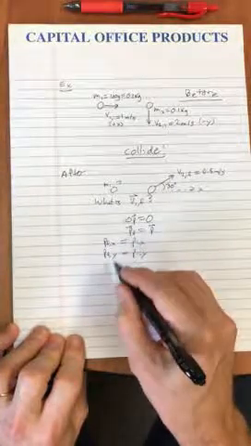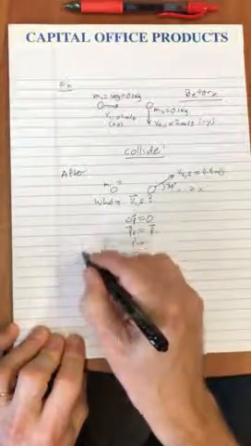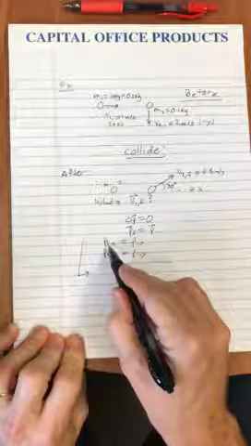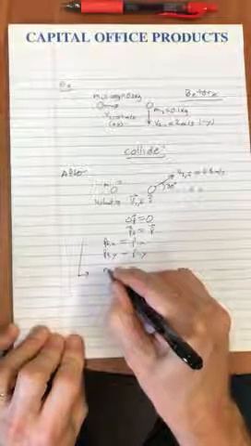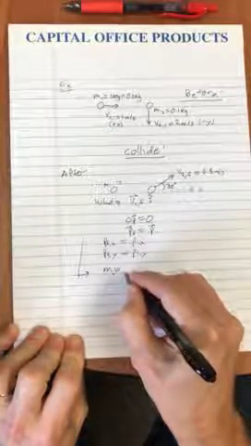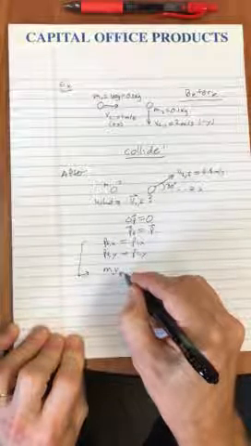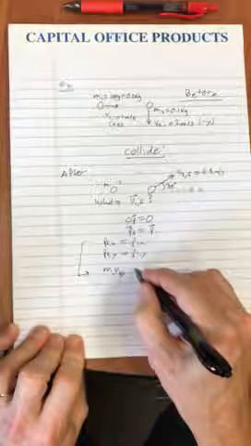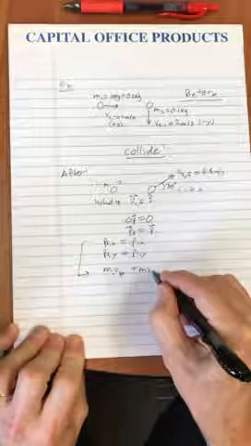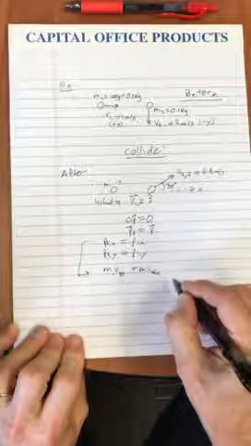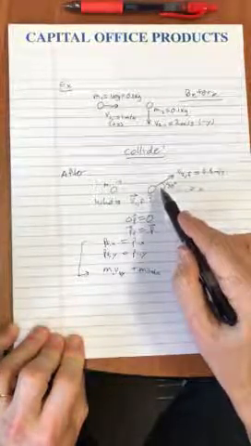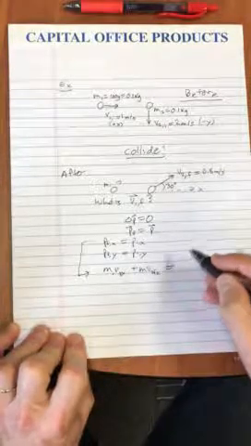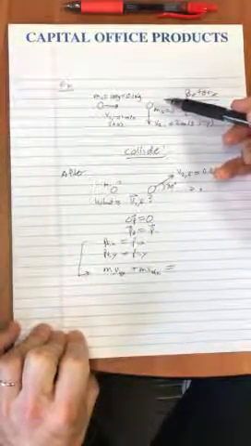So let's take the x equation and write it out. What is the momentum of each object? It's m1 v1 final x. That's the momentum of this guy after the collision, plus m2 v2 final x. That's the x component of the momentum of this guy after the collision, and that equals the initial x momentum.